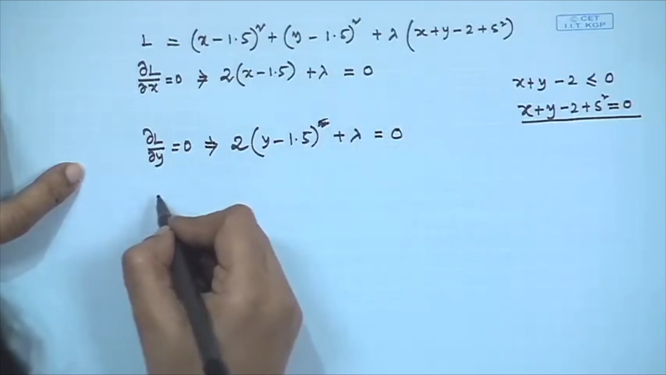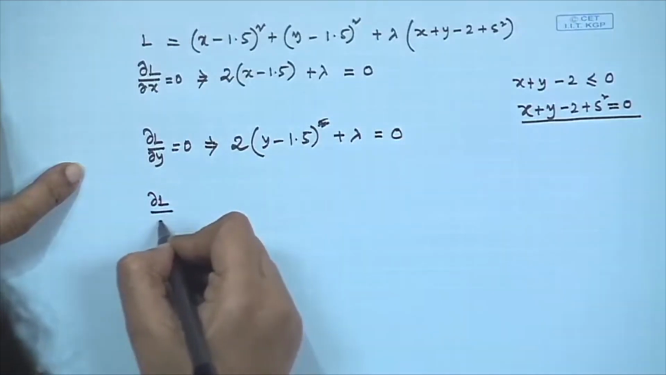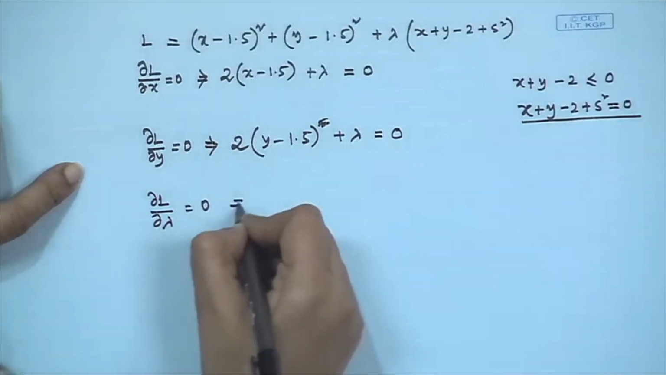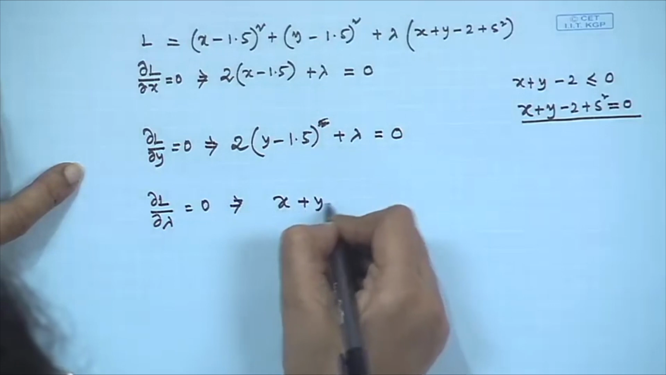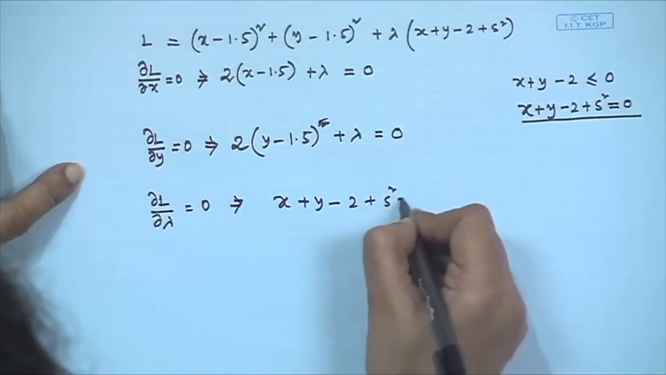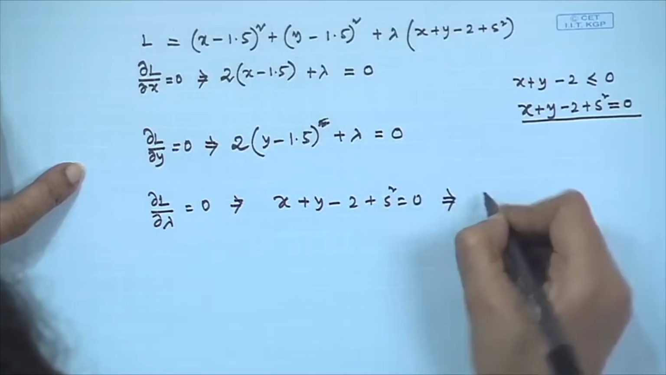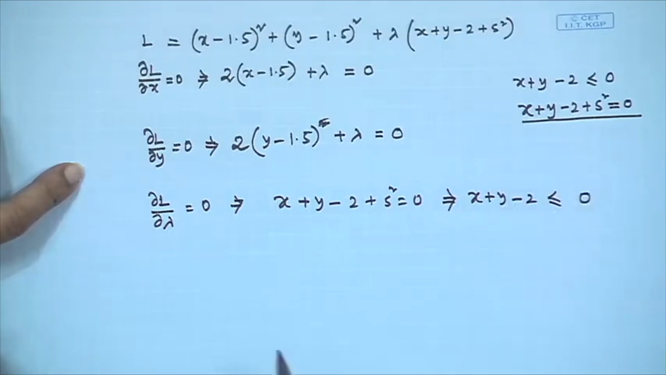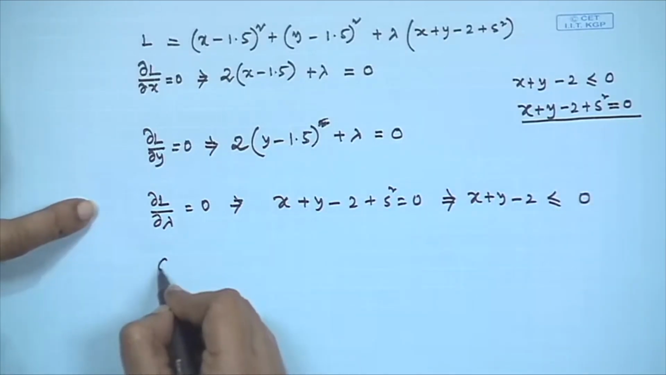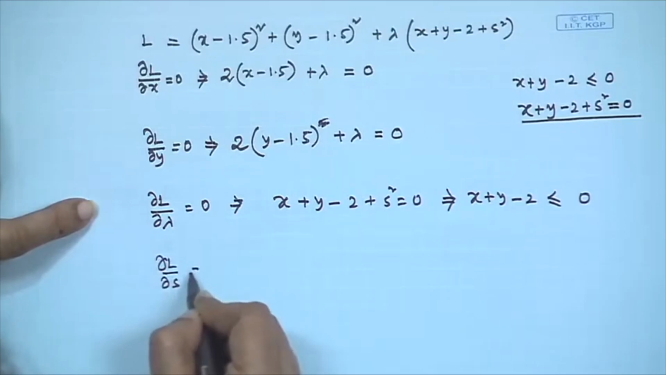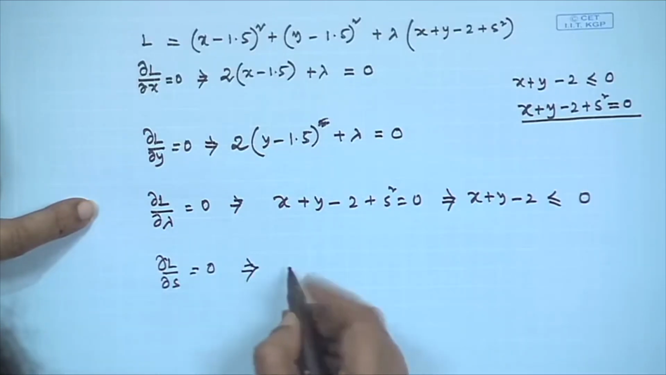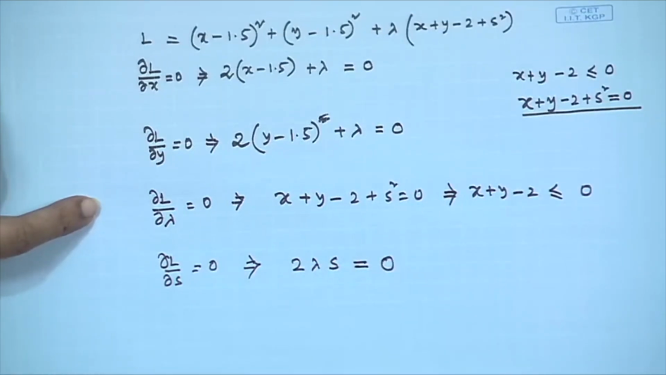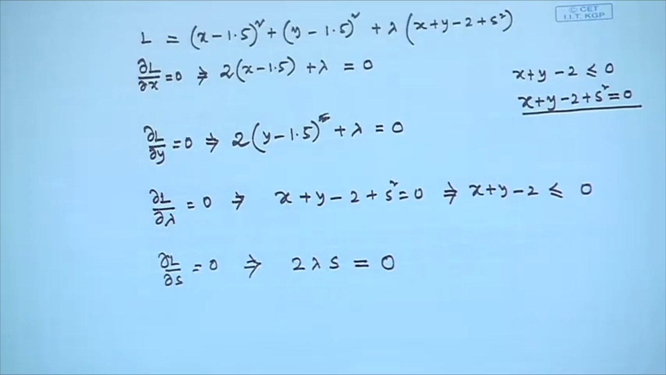Now, if we consider the Lagrange multiplier, del L by del lambda equal to 0, then we will get x plus y minus 2 plus s square equal to 0. In other words, we can say that x plus y minus 2 must be less than or equal to 0. Okay, what else will we get? We will get del L by del s equal to 0. From here we get 2 lambda s equal to 0. These are all the conditions given to us.